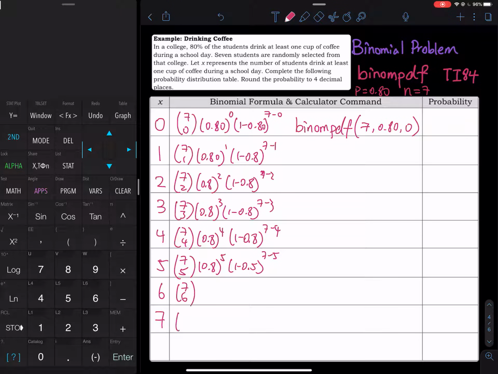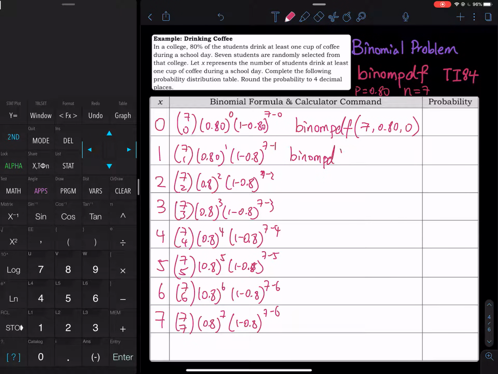7 choose 6, and then 7 choose 7, right? That is 0.8 raised to the 6, and then 0.8 raised to the 7, and then 1 minus 0.8, not 0.5, 7 minus 6, and then 1 minus 0.8 raised to 7 minus 7. All right, let me double check my work. The combination is good. The 0.8s are all good. And then 1 minus 0.8, okay. And then the binomial PDF.